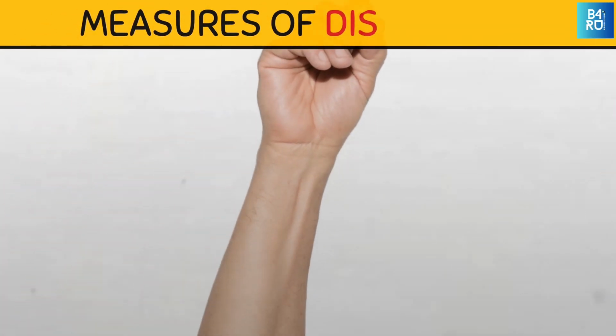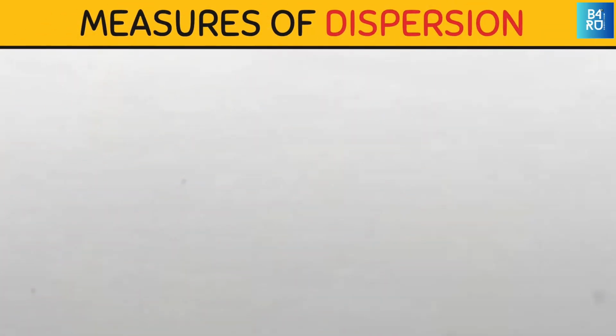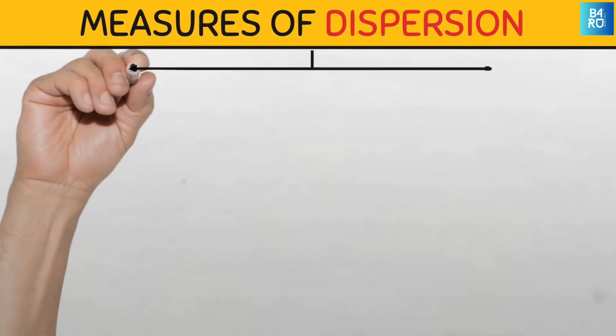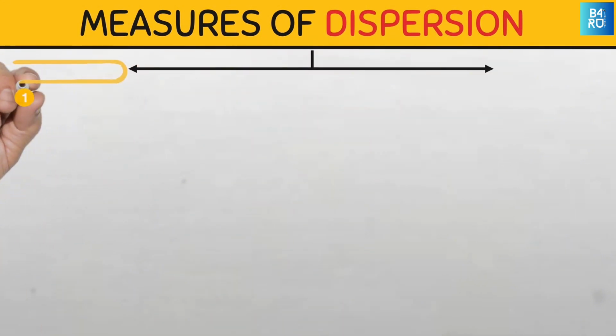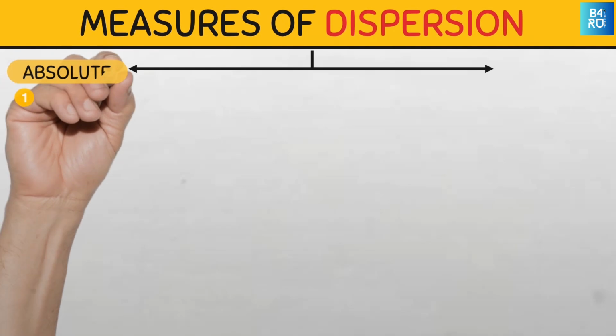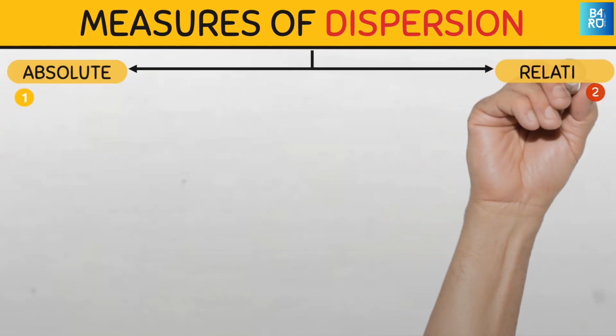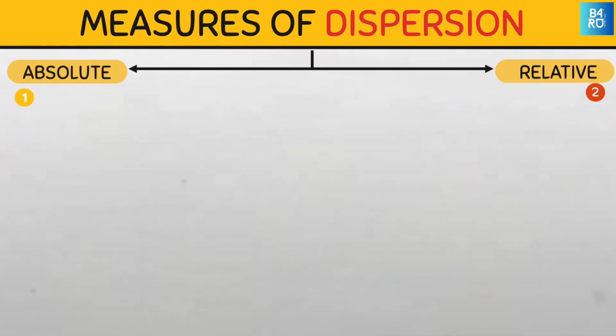Measures of dispersion are statistical tools that describe how spread out or scattered the values in a dataset are. In other words, they help us to understand the variability within our data. They can be broadly divided into two main categories: absolute measures or relative measures. Absolute measures give us the actual amount of dispersion in the same units as the data.